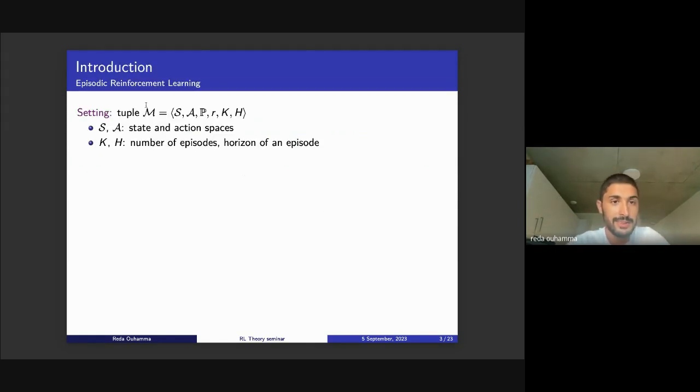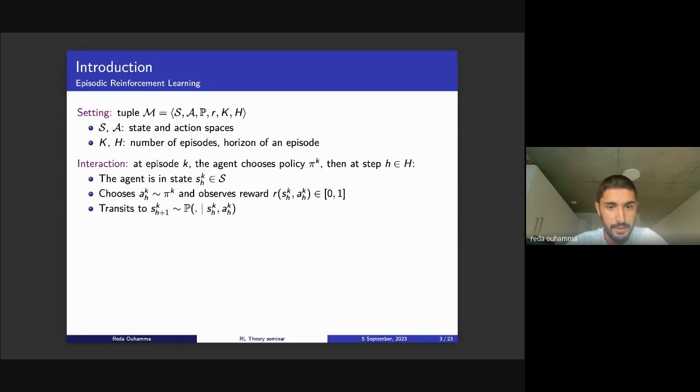Okay, so the setting is episodic reinforcement learning, where we have this tuple M of states, actions, probability, reward, a number of episodes, and the horizon of an episode. In this case, we consider continuous states and actions. The interaction protocol is the standard one in episodic reinforcement learning. At every episode, the agent chooses their policy beforehand, and then at every step, they use that policy to sample an action, then observe a reward from this reward mapping, and transit to a new state following this transition mapping of the MDP.